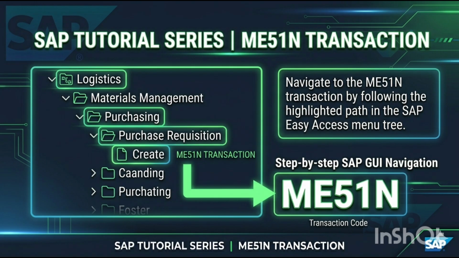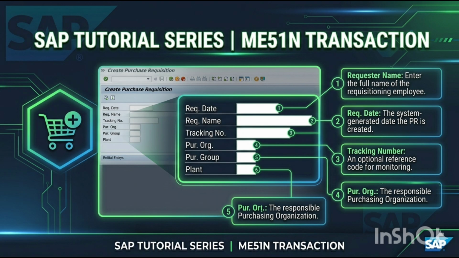Many companies also allow creating PRs through shopping carts in SRM or Fiori applications, but ME51N remains the core classic method. Before starting, make sure you have the necessary authorizations. Always double check that you are in the correct plant and purchasing organization. In the next slide, we will explore every part of the ME51N screen in detail so you don't miss any important field. So, moving towards the ME51N initial screen.